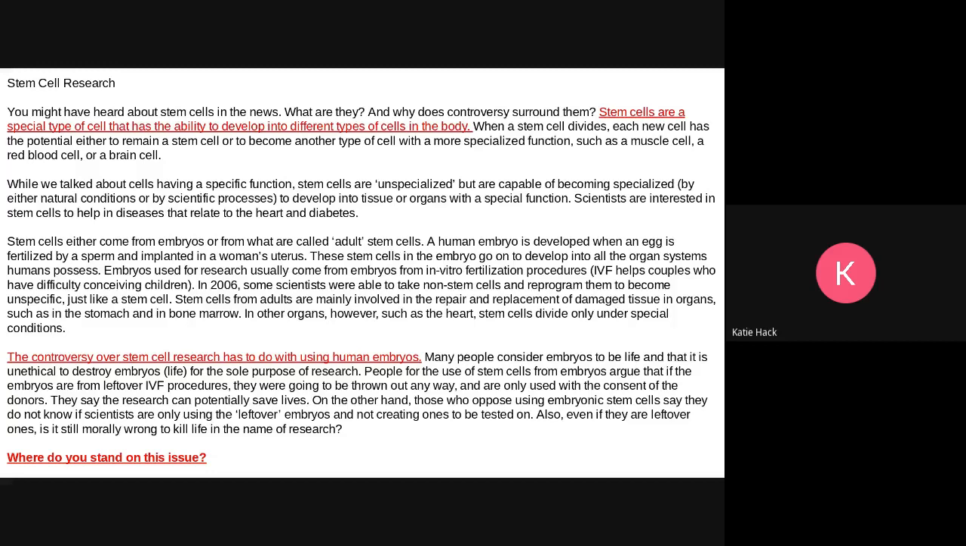Okay, so write that down. So you believe that it's fine to use leftover IVF embryos for stem cell research, right? What would I say? I think it's fine to use leftover embryos for stem cell research, as long as the mother and father consent. Mother and father say it's okay.